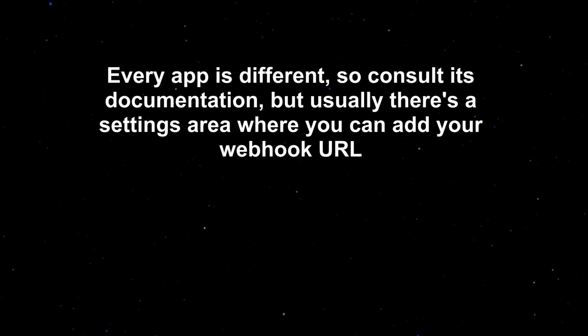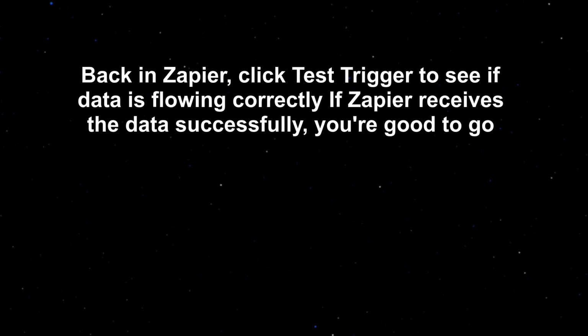Every app is different, so consult its documentation, but usually there's a settings area where you can add your webhook URL. Back in Zapier, click Test Trigger to see if data is flowing correctly. If Zapier receives the data successfully, you're good to go.